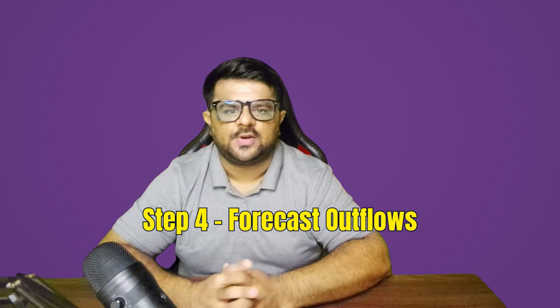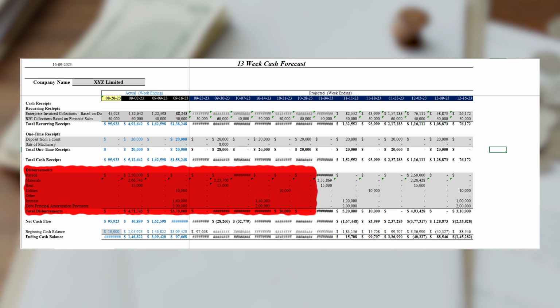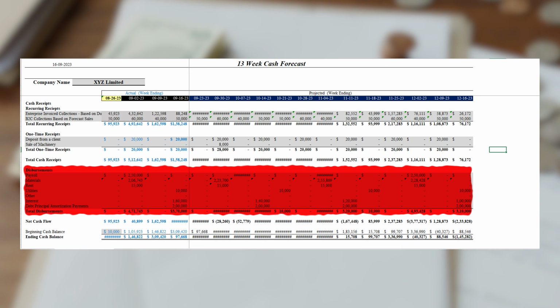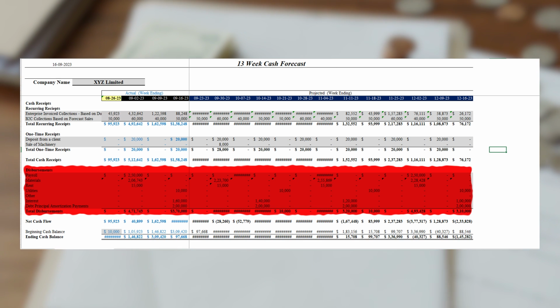Step number four is forecasting your cash outflows. List your fixed expenses first, like rent, staff, salaries, utilities, etc. Then add variable costs like inventory, marketing, and one-off expenses. The pro tip here is to flag critical vendors separately. They get paid first if the cash is tight.